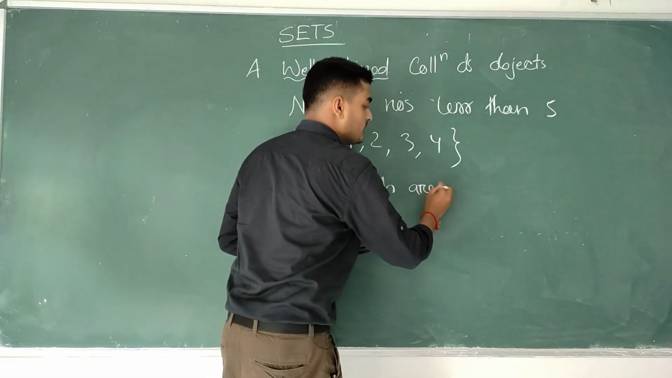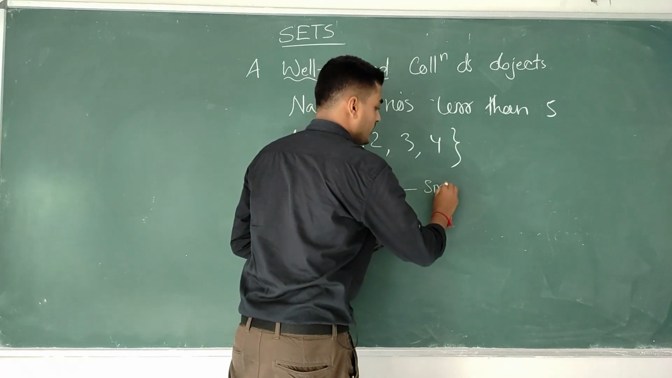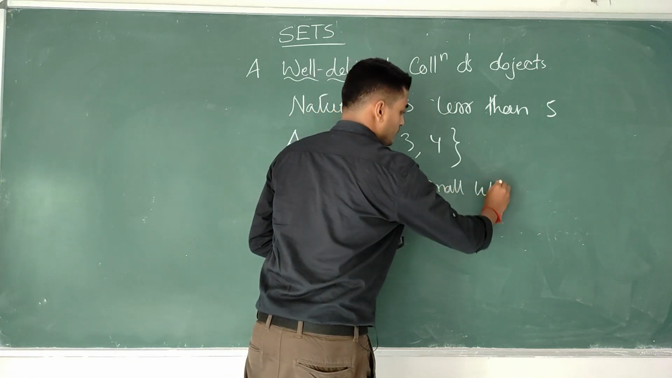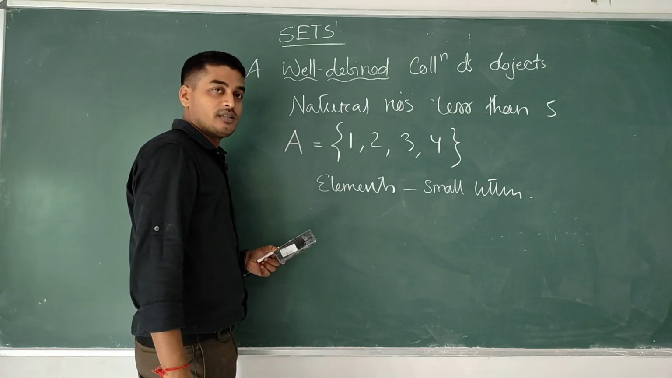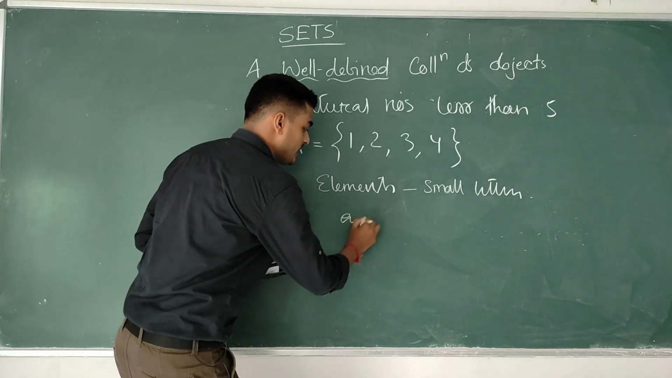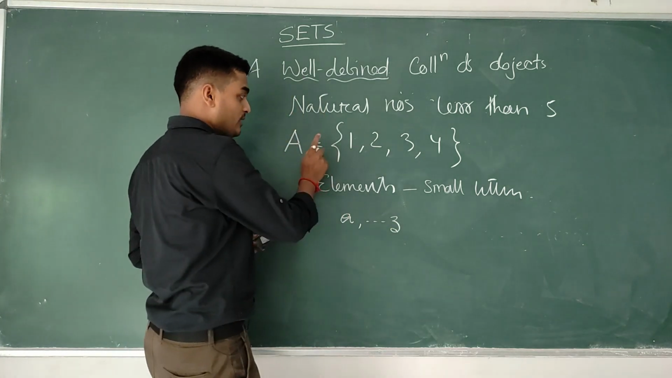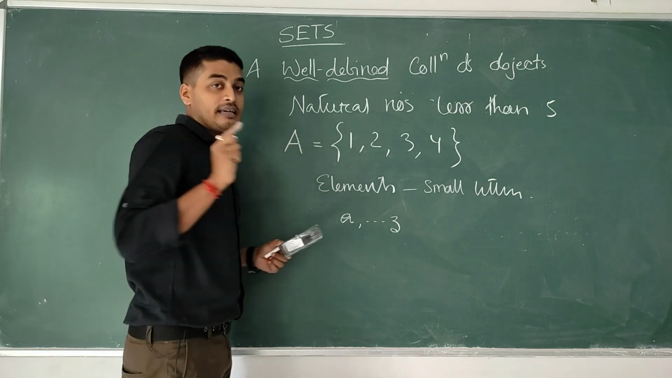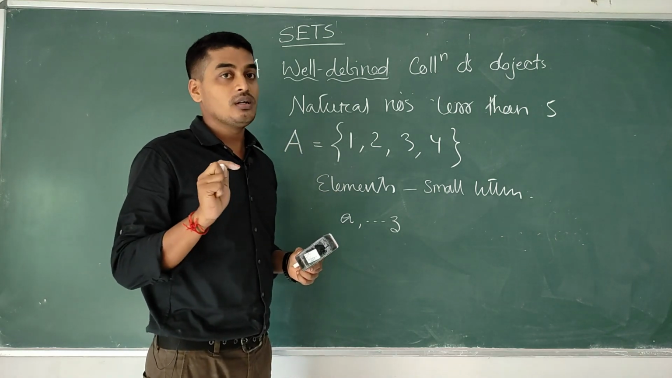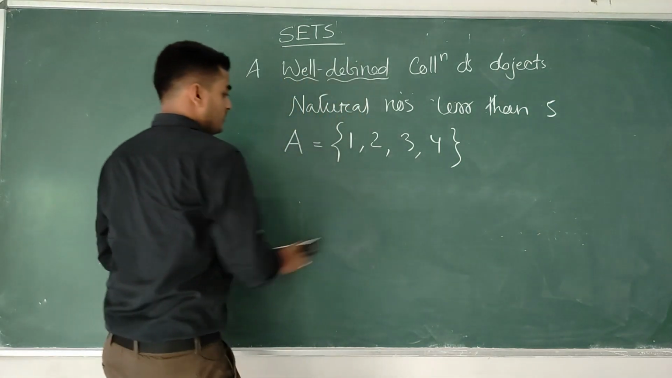Remember that elements are always represented by small letters. From a to e, a to z, any small letter can be used to represent the elements. But to give the name to a set, you must use a capital letter. Now come to this one symbol.